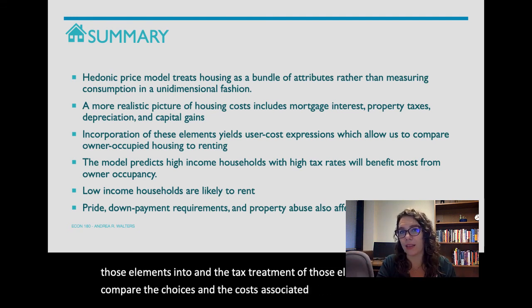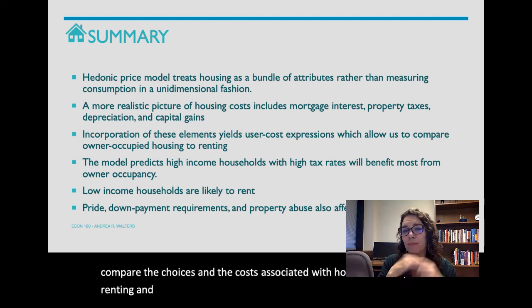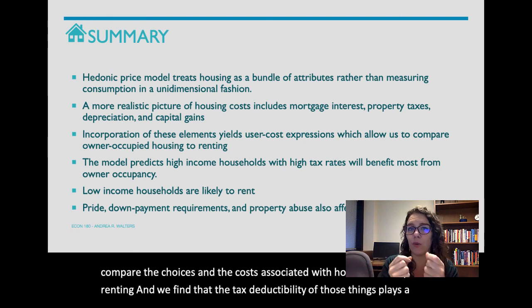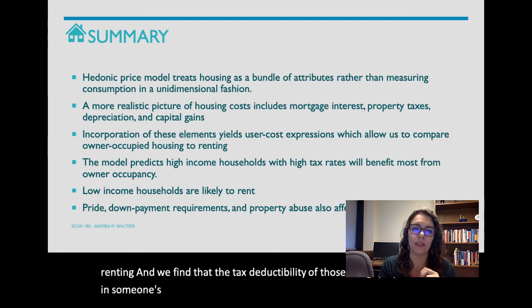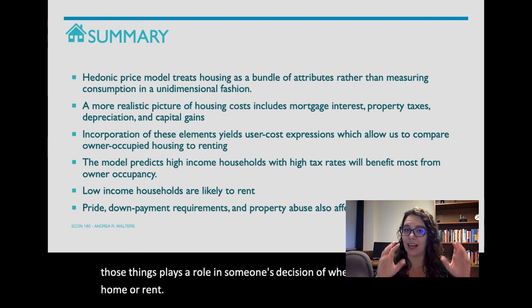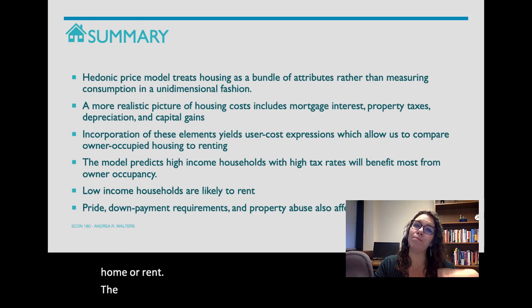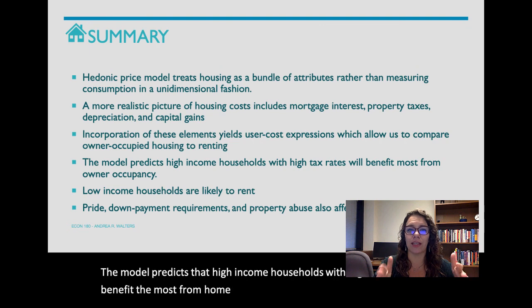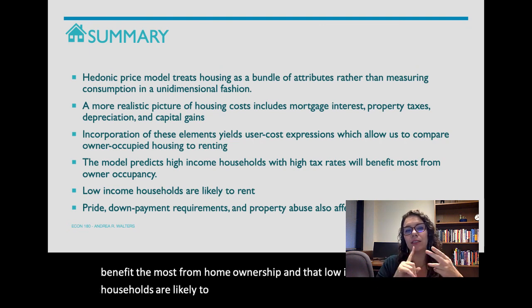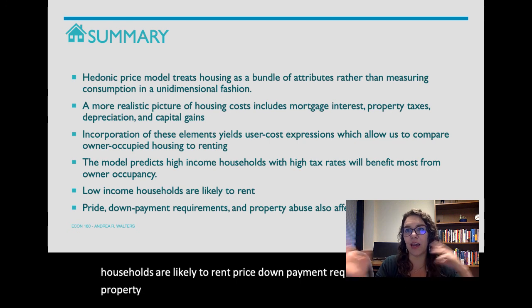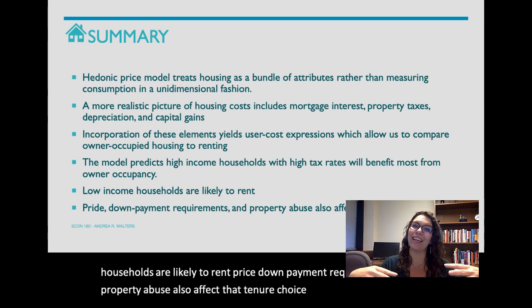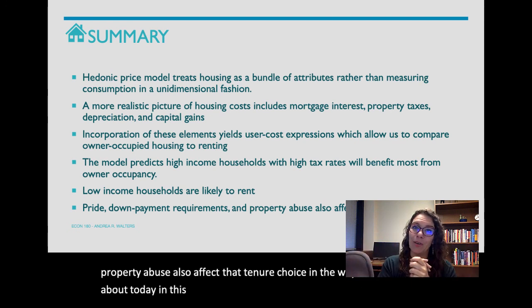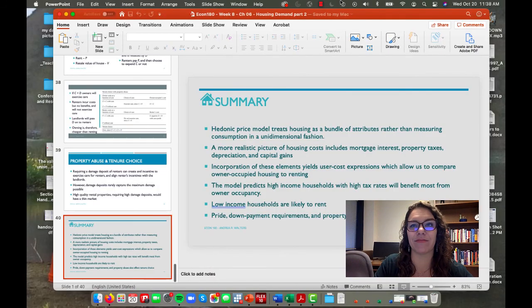And we find that the tax deductibility of those things plays a role in someone's decision of whether to own a home or rent. The model predicts that high-income households with high tax rates benefit the most from home ownership, and that low-income households are likely to rent. Price, down payment requirements, and property abuse also affect that tenure choice in the ways we've talked about today in this lecture. Okay? So that's that chapter. That's everything we've got.